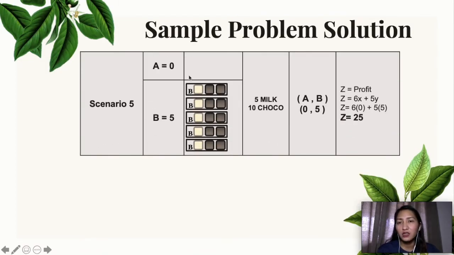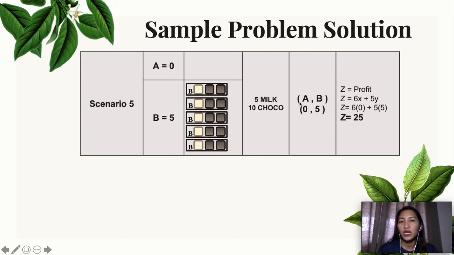And that is, walang A at 5 B. The total number of raw materials na ginamit natin ay 5 milk at 10 choco. So, hindi siya lumabas dun sa ating mga limitations. So, this is still valid. If you will add another B, labis na. Wala na tayong 6 na milk. 5 lang yung milk natin. So, even if ma-exhaust natin yung 12 choco, wala na tayo for the milk. So, we cannot add any more.